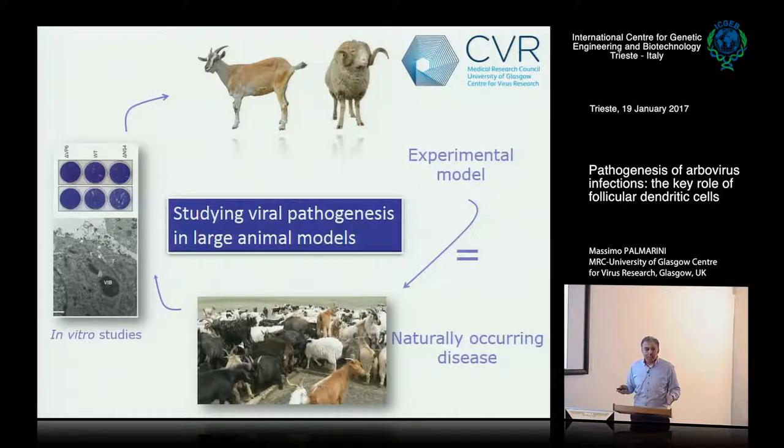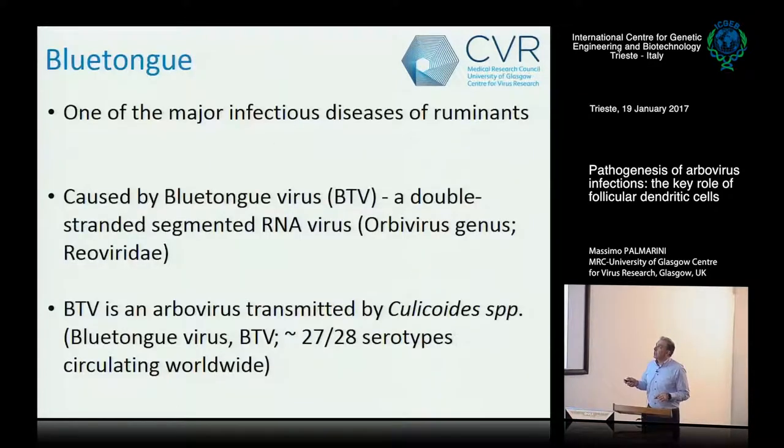But the attraction of this system is that we can then use the same host in an experimental setting. So what we have is that the sheep is both a natural host of the disease, but it's also susceptible, so we can use it in a convenient experimental setting. And today I'll focus on this system, looking at bluetongue.